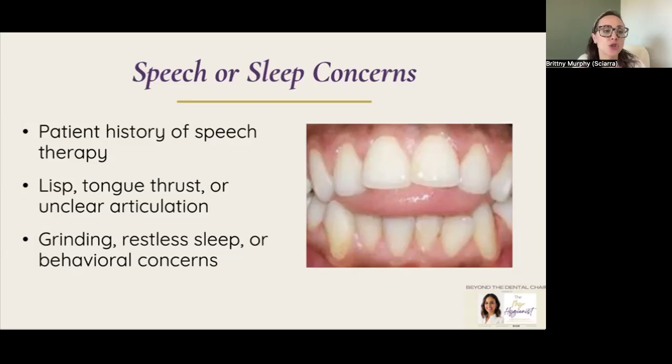referrals. Okay. So take what the history is of the child, of the parent, whoever it is that you're seeing. Listen, is there a lisp? Is there a tongue thrust? Is it just unclear, like mumbling almost speech, or a lot of jaw movement when they're speaking? Is there history of grinding, restless sleep? How about any behavioral concerns? Any history of or diagnosed ADHD in children and adults?